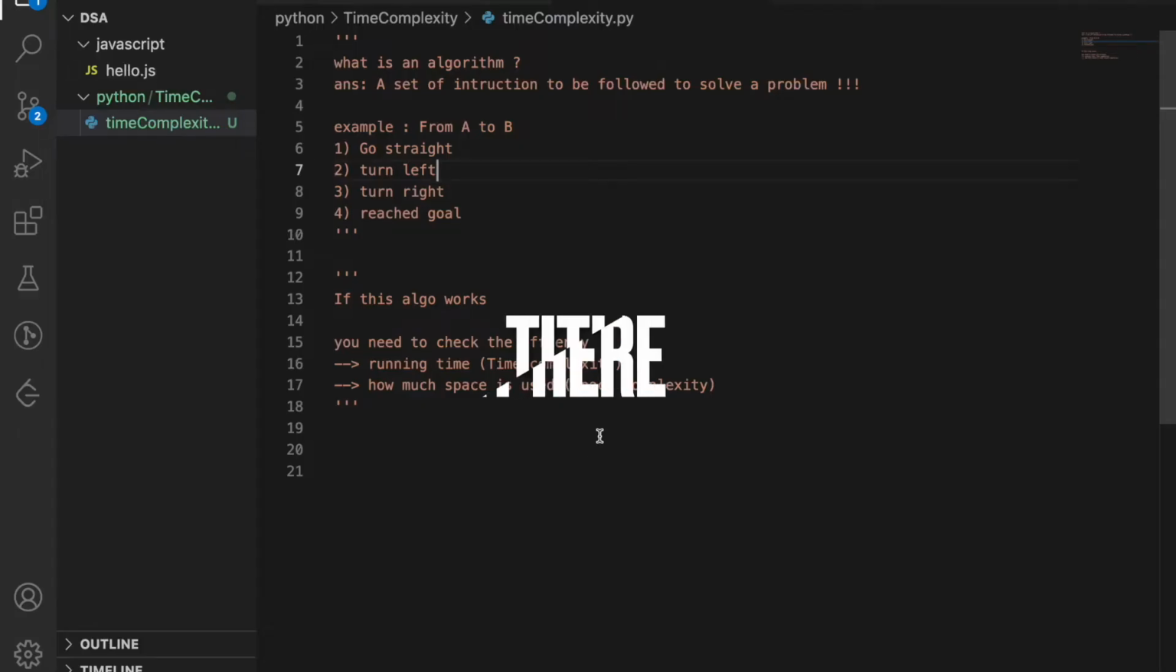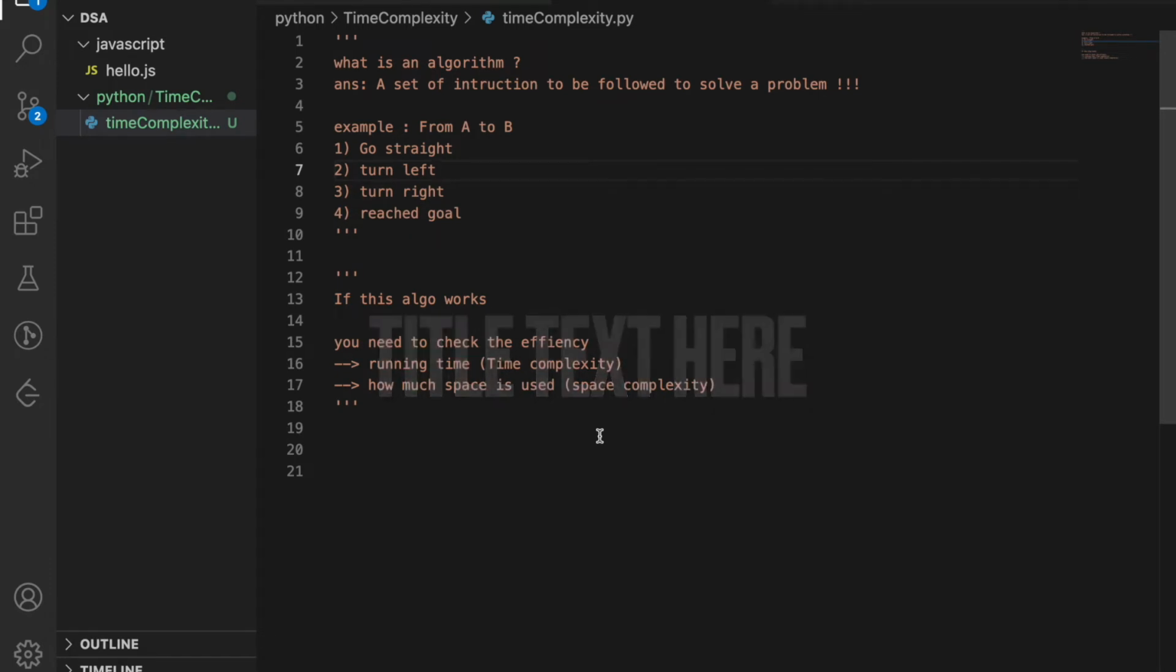What is time complexity? Let's see what an algorithm is. An algorithm is a set of instructions to be followed to solve a problem, right? So let's say we have a problem. A user wanted to go from point A to point B, and you have written a solution with a set of instructions, like you go straight, turn left, turn right, and you reach the goal. You wrote a small solution which is a simple algorithm, and you want to measure it, right? So you want to see how efficient the algorithm is as a solution. So you measure with time complexity and space complexity.